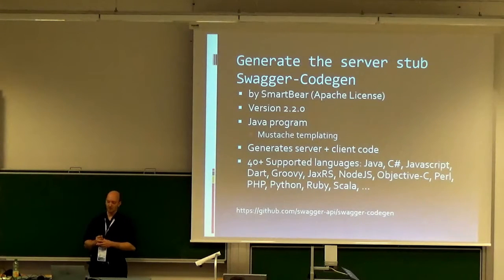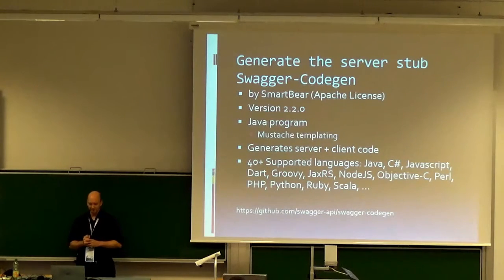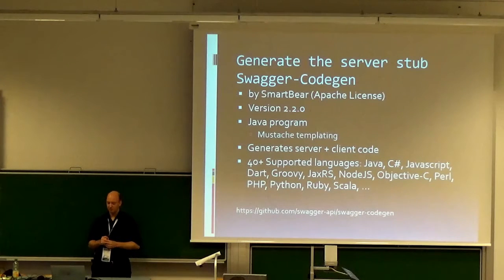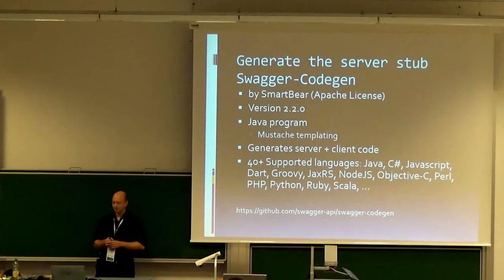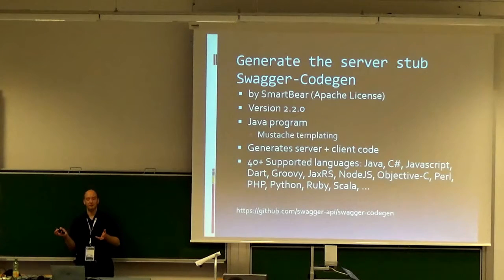A few words about the Swagger-Codegen. The current version is 2.2. It's a Java program with mustache templating in it, and it allows you to generate server and client code. Currently there are 40 supported languages, a huge range of programming languages. Last year I gave a talk about Swagger-Codegen, and there were 20 languages, so it's constantly growing.